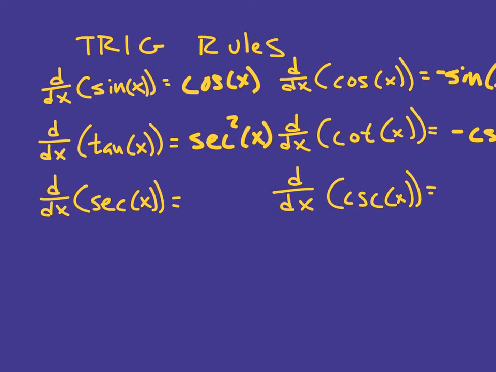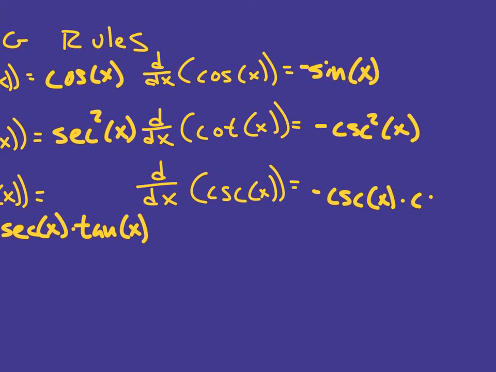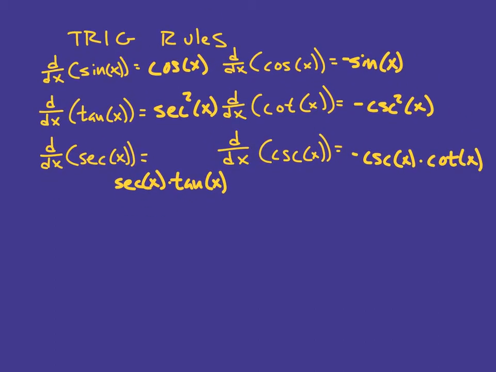If I take the derivative with respect to x of secant x, that's going to give me secant x times tangent x. Let me write that down here. Secant of x times tangent of x. And if I take the derivative of cosecant, that's going to give me negative cosecant of x times cotangent of x. Now you're probably wondering what a good way is to remember these.